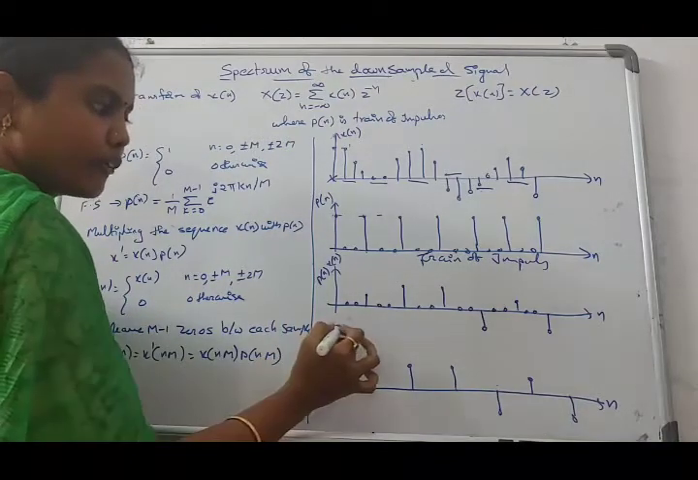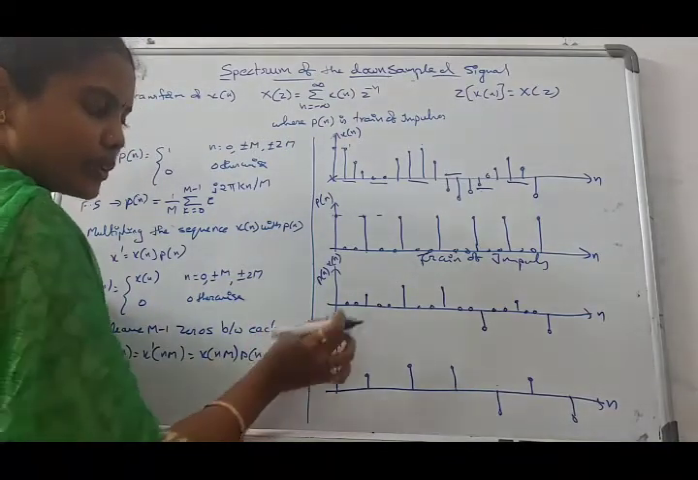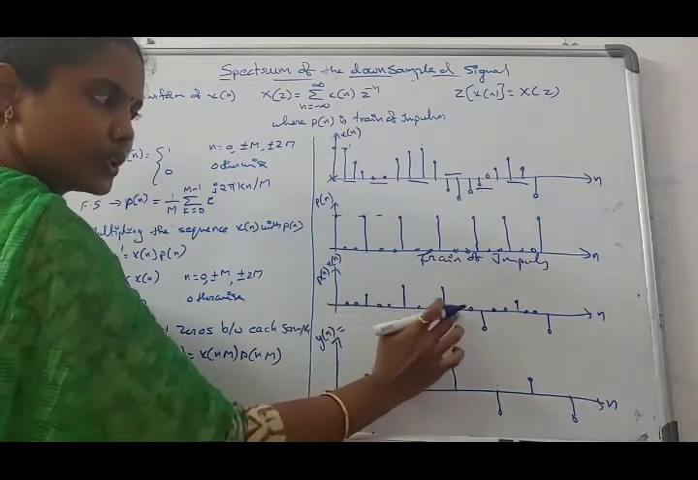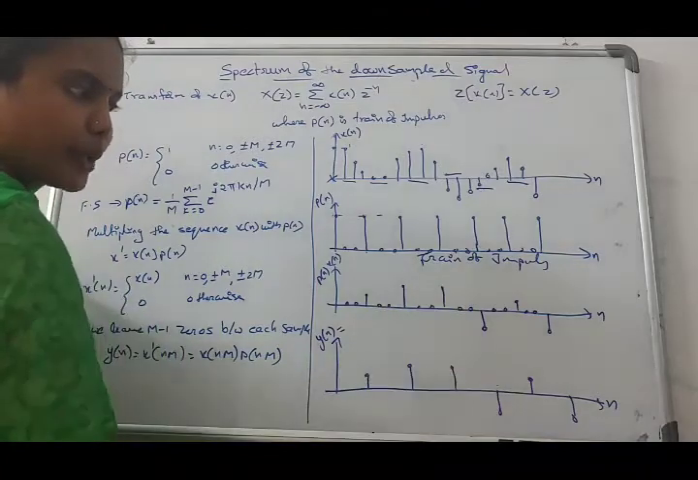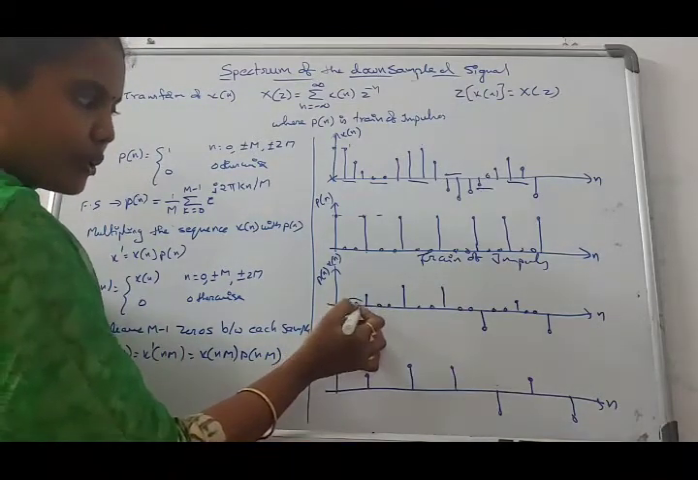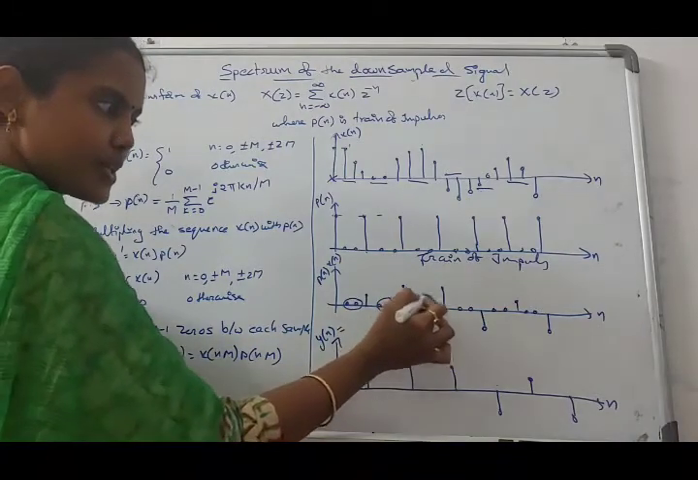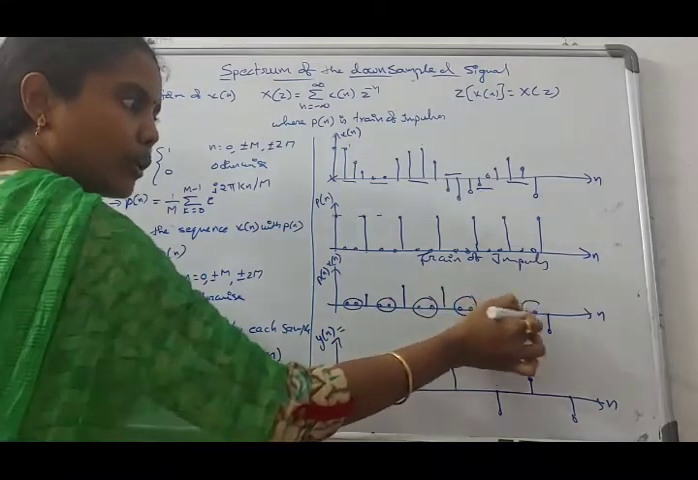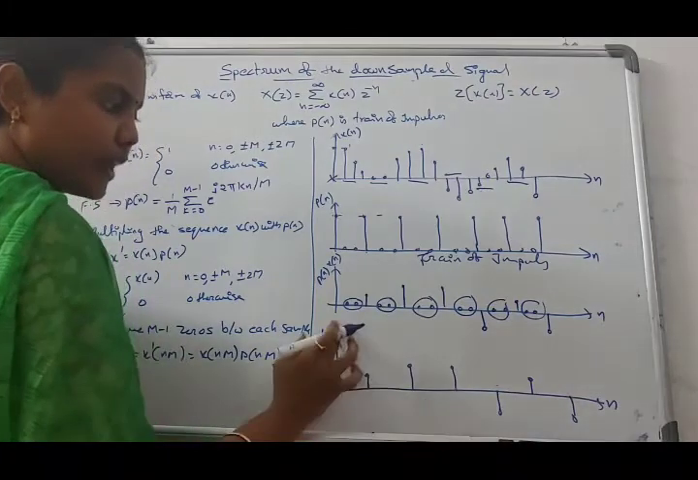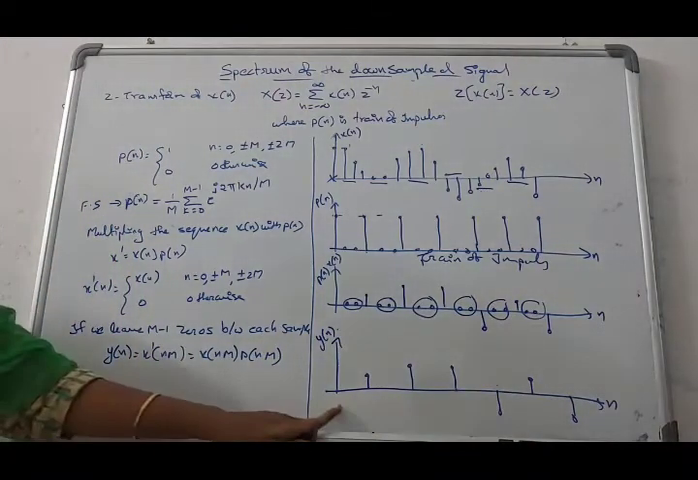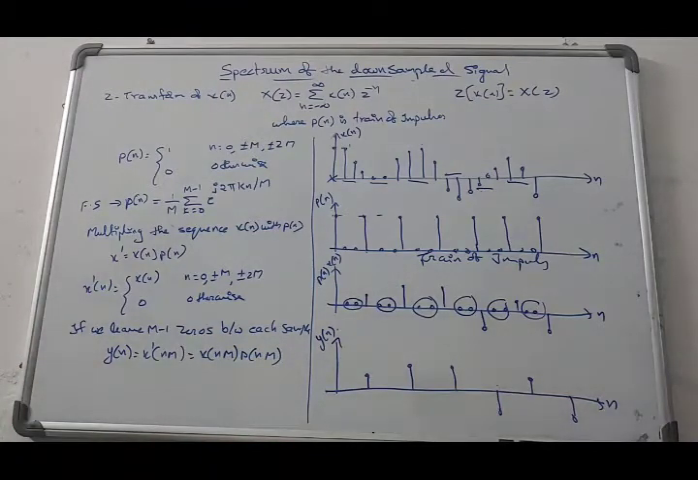How to get y of n? In order to get y of n, remove all zeros. The zeros in between you have to remove. So you have to remove these samples here, remove these samples, remove these samples. Then you can get y of n. This is a downsampled signal.